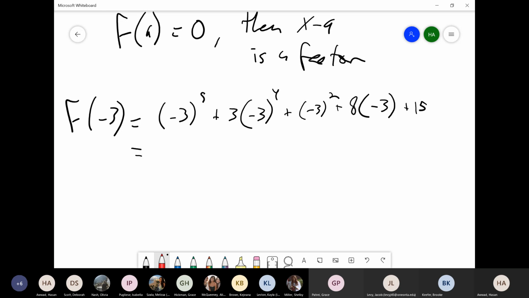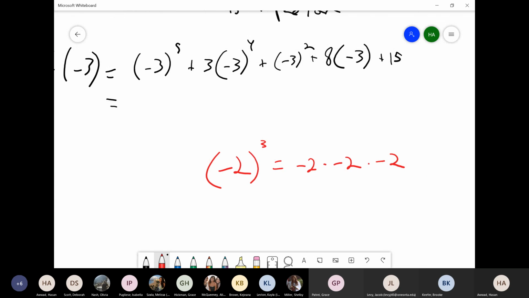Why I don't need to figure it out is because I know that -3 to the 5th is going to come out to be a negative number. Because it's a negative number to an odd power, I know the final result is going to be negative. It's like if you had -2 cubed, that's -2 times -2 times -2, and you know that negatives cancel in pairs. Because you had an odd power, you keep whatever sign you had. So I know this number gets really big, and it's going to be a negative number.